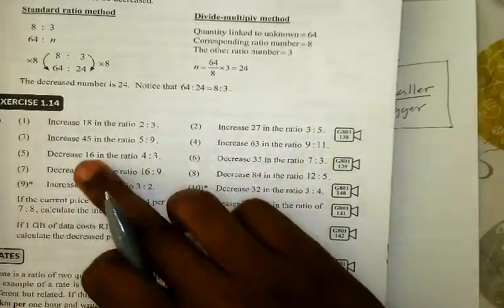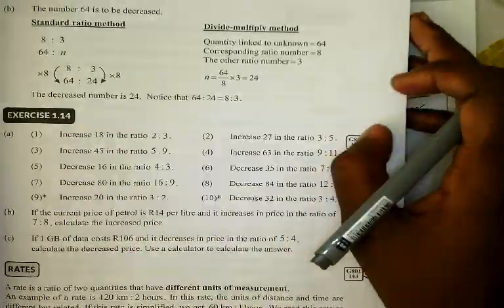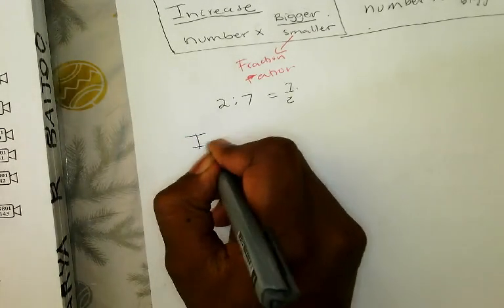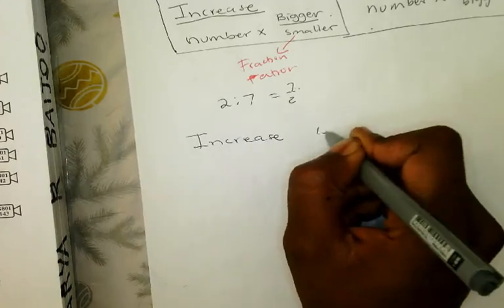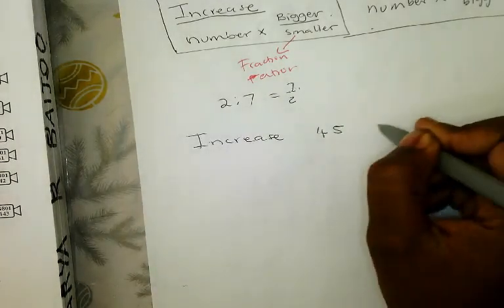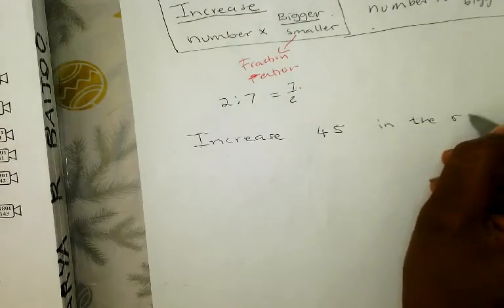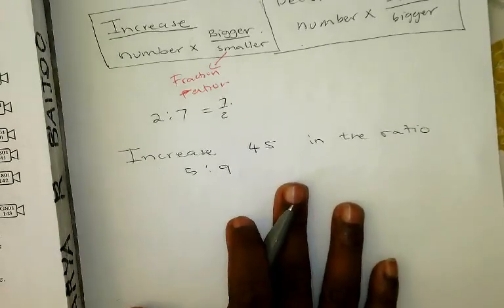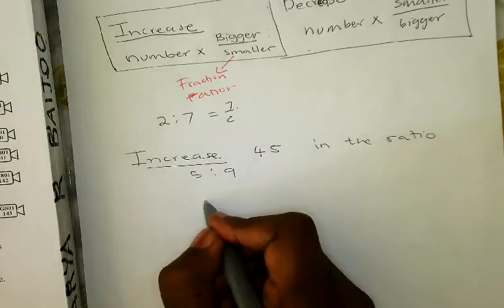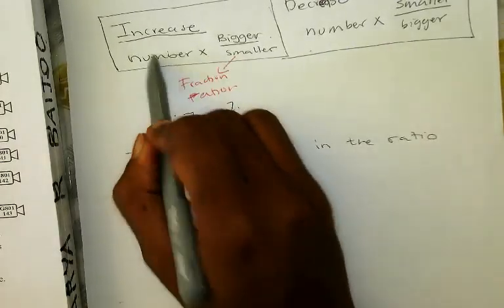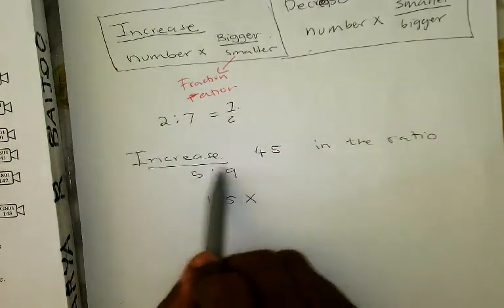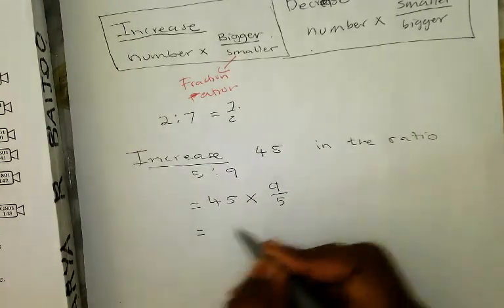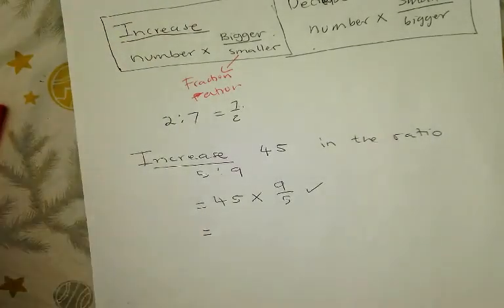So the first one says increase 45 in the ratio 5:9. So what are we going to do when we are increasing? We're going to say the number multiplied by, we form a fraction from this ratio, 9/5. You get a mark for this and then you press it on the calculator. Don't stress about it. Use a calculator to give you the answer. It's 81, just like that.